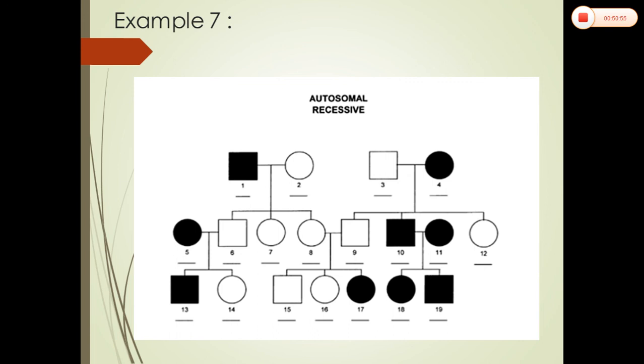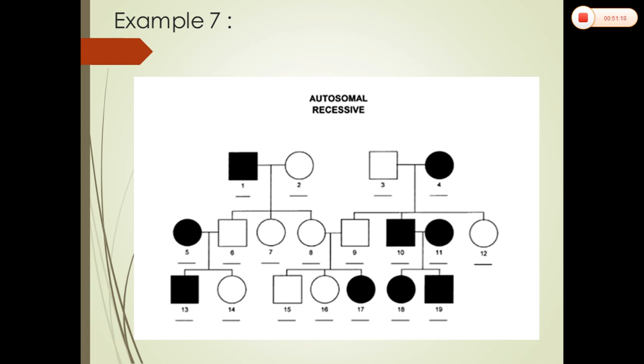Fine. Now let's see the second couple. In the second couple, the male is normal and the female is affected. They have 3 kids: a normal son, an affected son and a normal daughter. Now in this way you just go on predicting up to the next generation. So this is autosomal recessive.